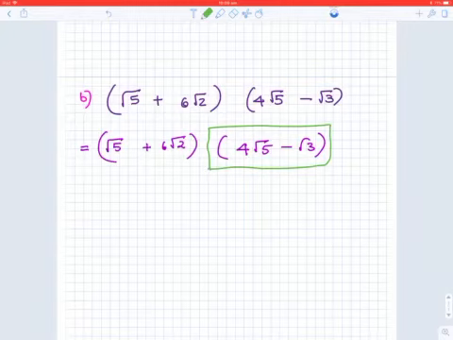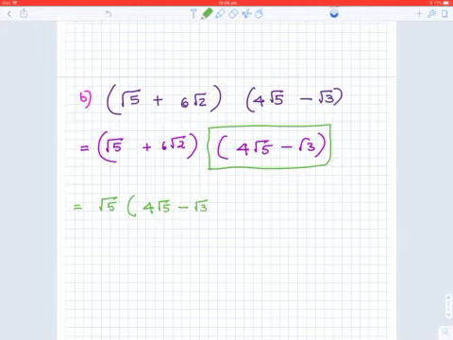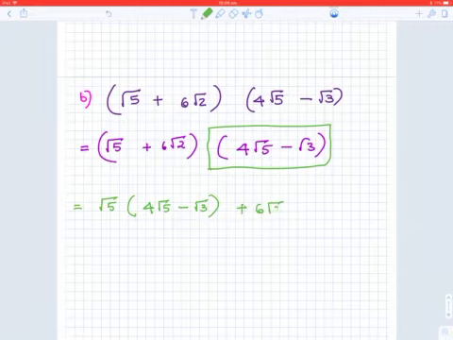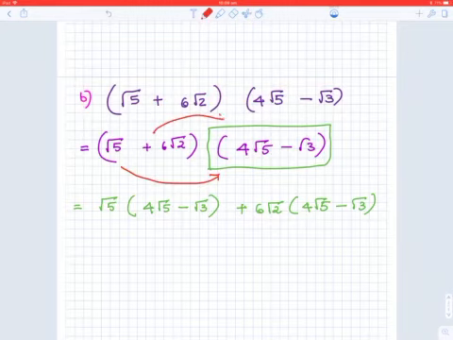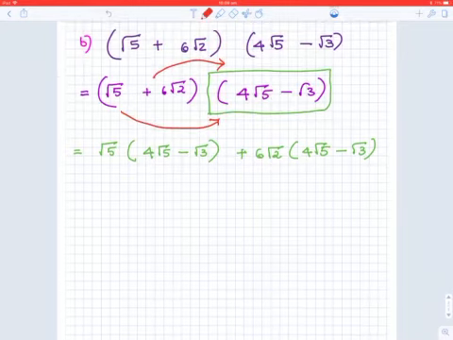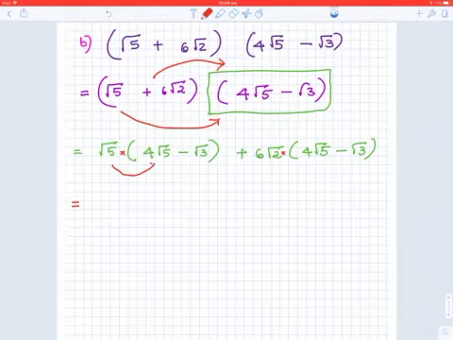So what I will generally do is, I put a bracket here. This can be written as root 5 bracket the whole thing, which is 4 root 5 take away root 3. Then plus, the second term is 6 root 2 bracket 4 root 5 minus root 3. Okay, I rewrite like this. So what I have done is, I've done this times this, then this times this. Now I do my normal steps, like the previous question, where I put a times here and a times here.